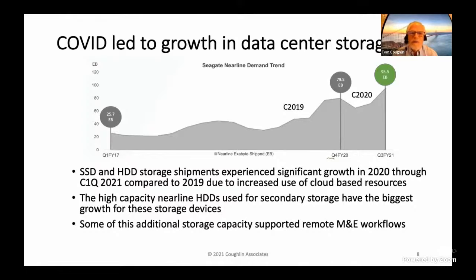These all enabled the application and use of many cloud-based resources. The hard disk drives are used for secondary storage, while SSDs are oftentimes now used for primary storage. And some of this additional storage capacity of all types supported remote media and entertainment workflows.